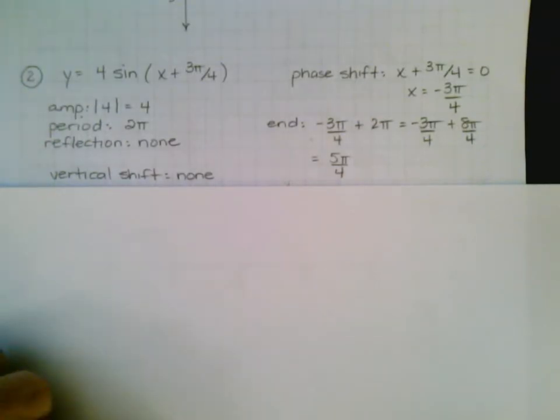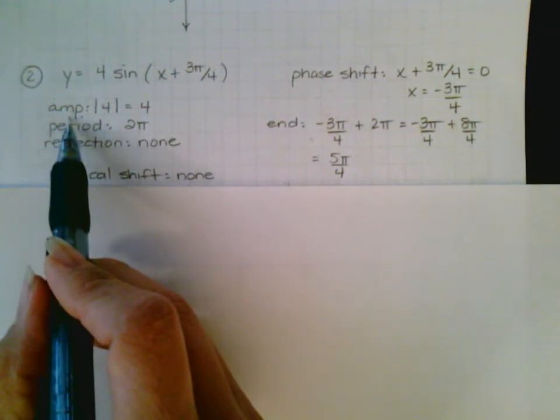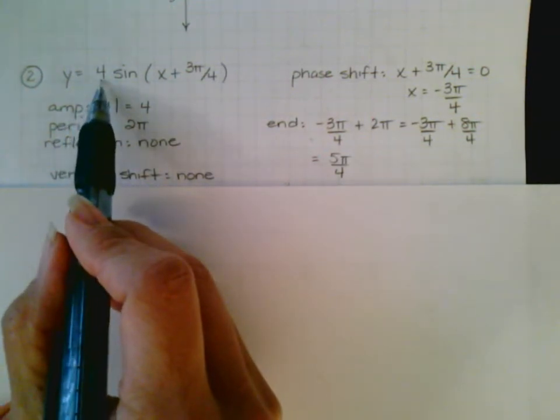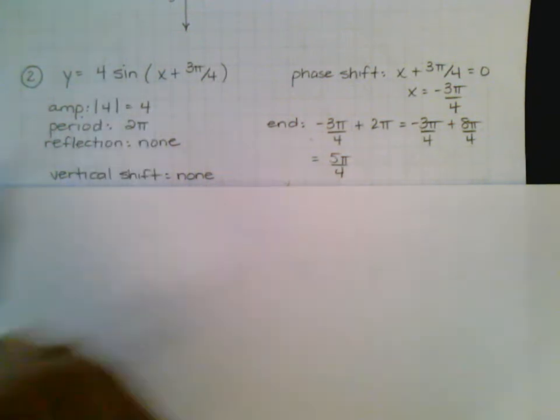Okay, so at this time, hopefully this is what you have, or close to it. Remember, you guys are just starting, so don't beat yourself up too much if you didn't get all of these, okay? So the amplitude value, again, we looked at the coefficient of our trig function. In this case, it's 4. The absolute value of 4 is 4.